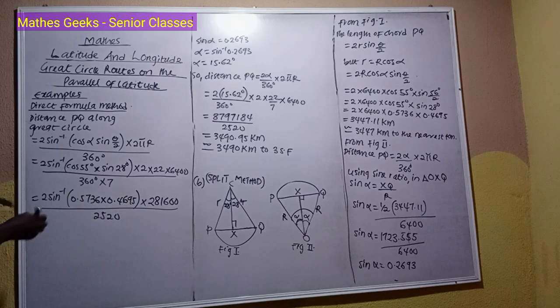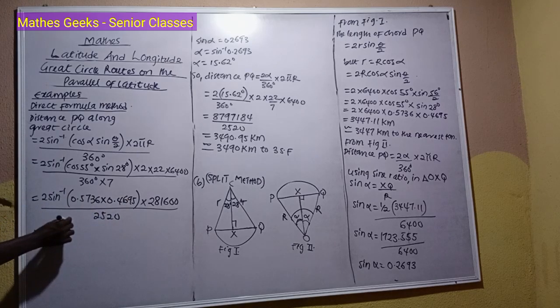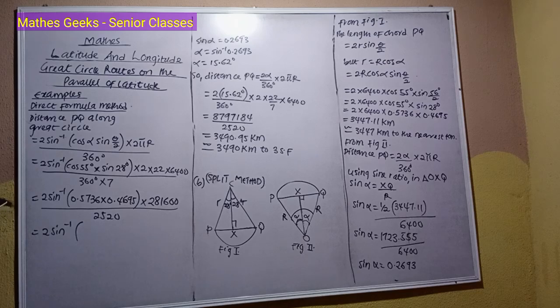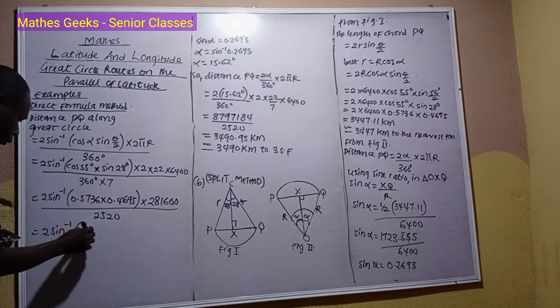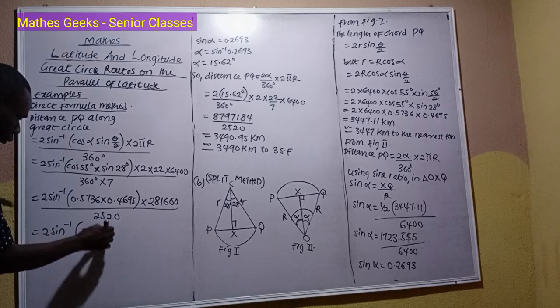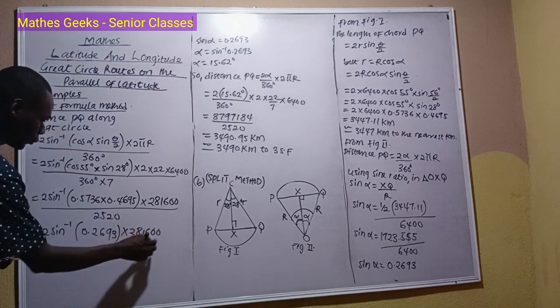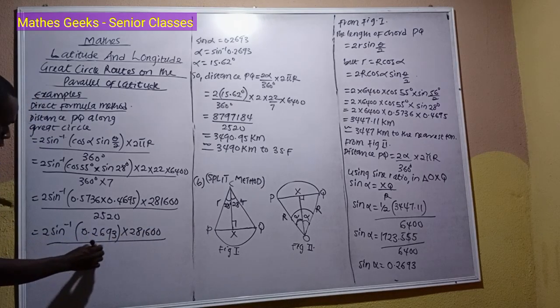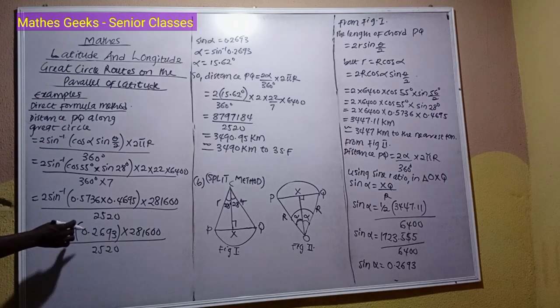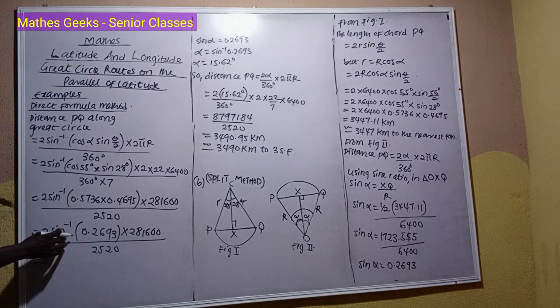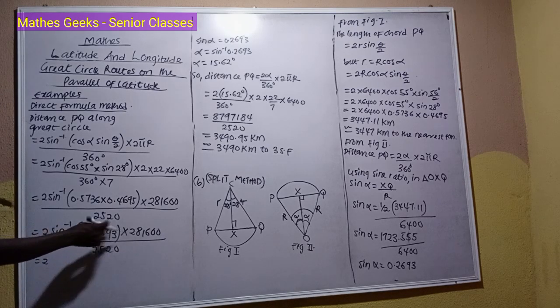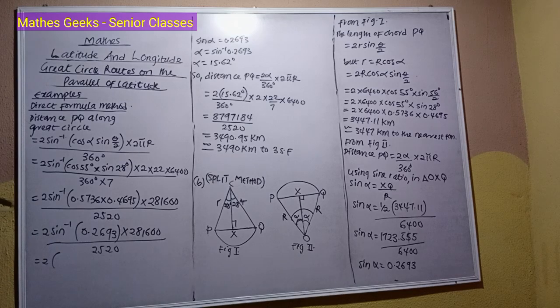So let's multiply these two together. This will give us 2 arc sine of 0.5736 times 0.4695, which is 0.2693, times 281,600 divided by 2520. So let's evaluate arc sine 0.2693.